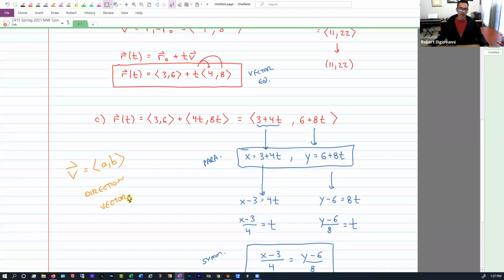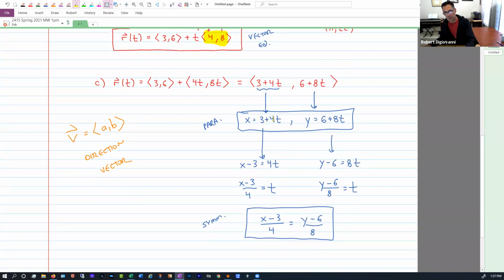When you look at the vector equation up here, it's very easy to see what the direction vector is, right? It's the vector 4, 8. Here, 4, 8's right there, right? And in this one, do you see where the 4, 8 is? It's the denominators of these. You follow me? Okay, now I'm going to get to answer your question, what's the advantage of something like this?